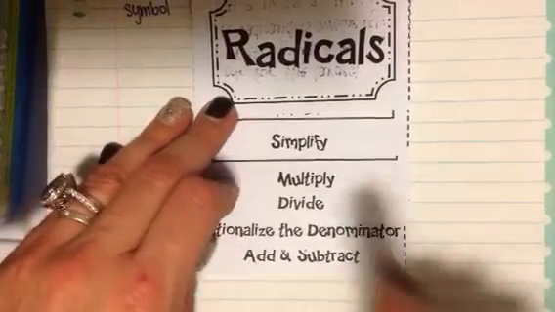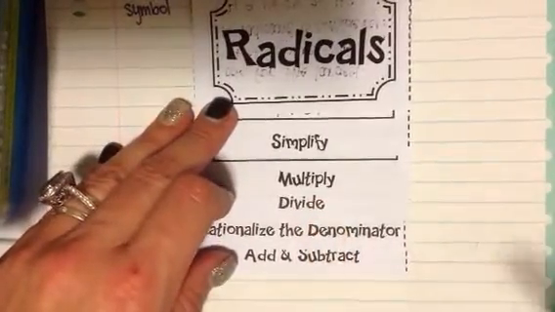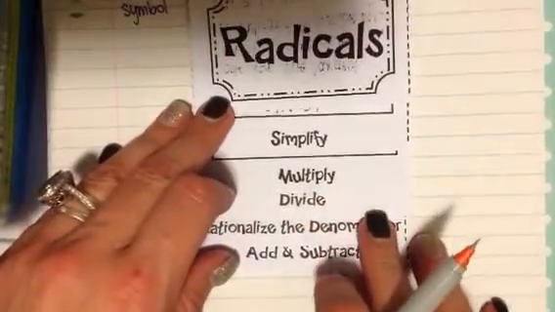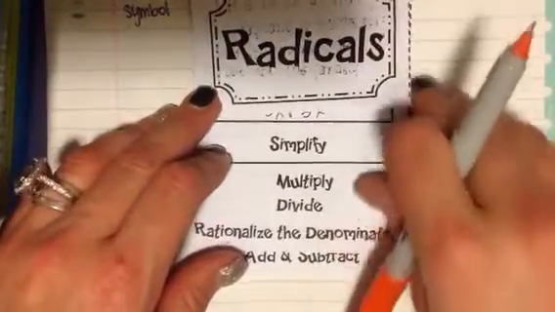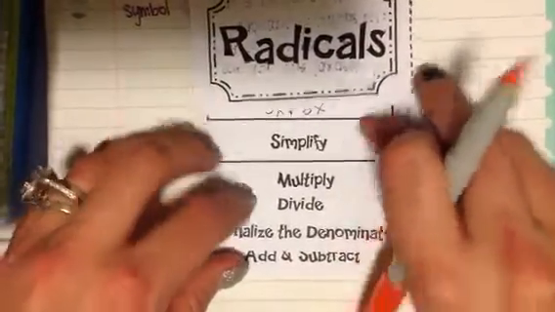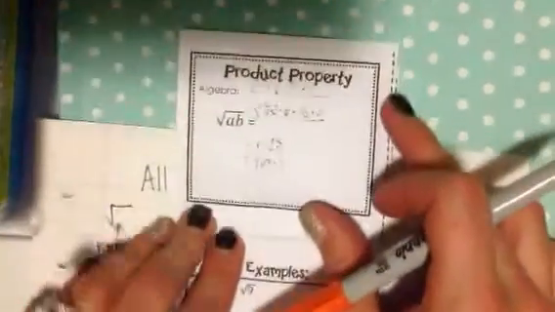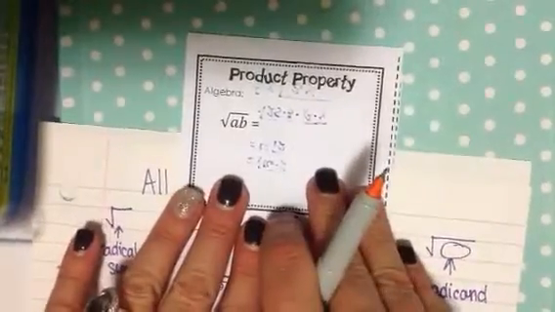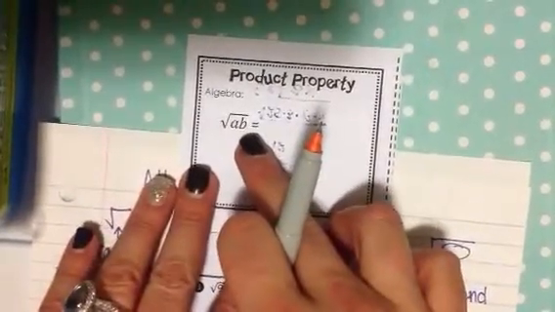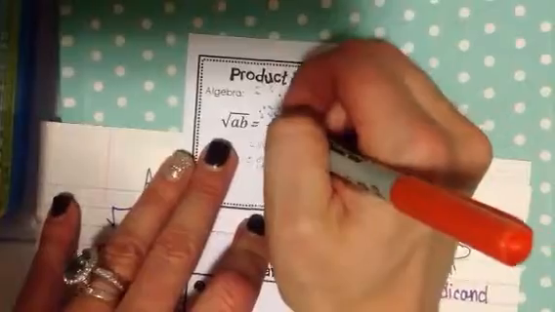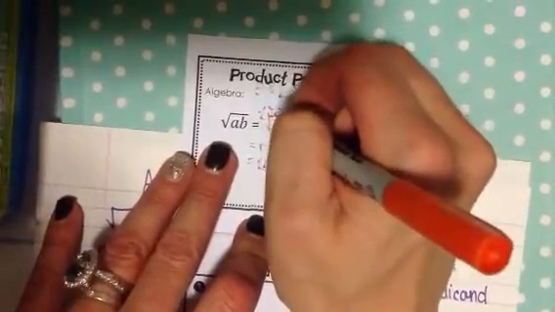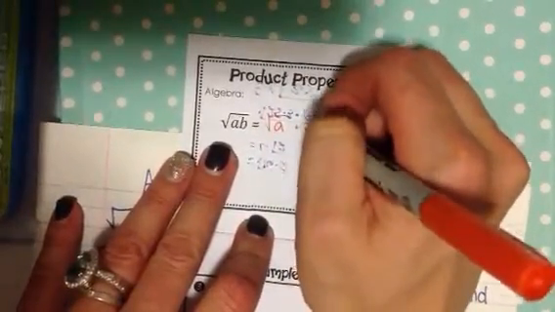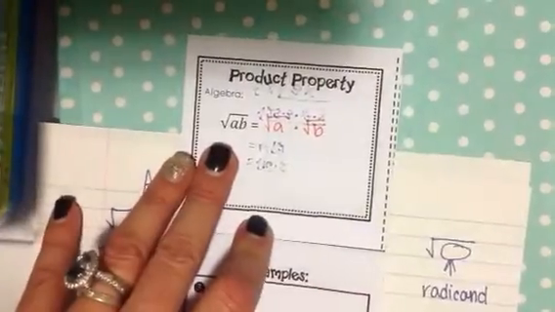Now that we've learned about simplifying, we're going to go on to multiplying and dividing using radical symbols. So let's go ahead and open the flap for multiplication. And we see that we have the product property. Well, what this says is that we can take the square root of AB and turn it into the square root of A times the square root of B.